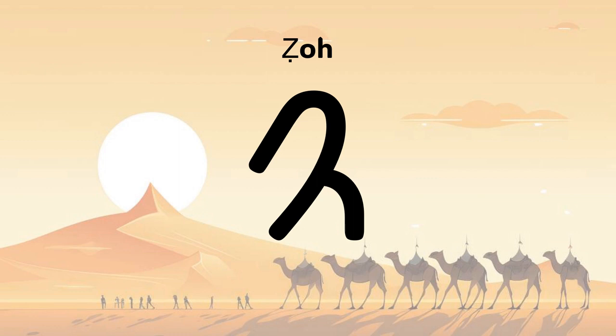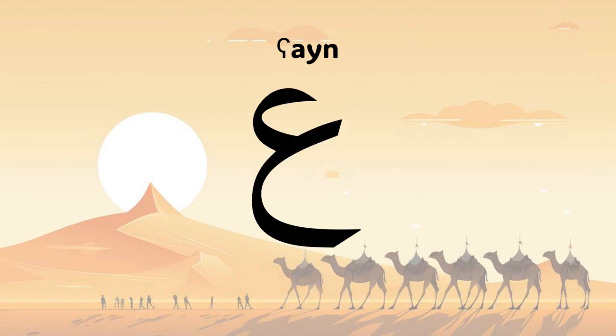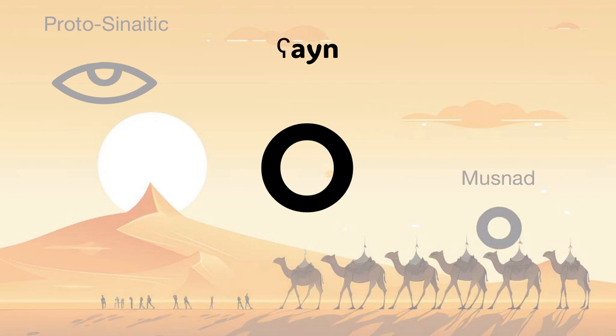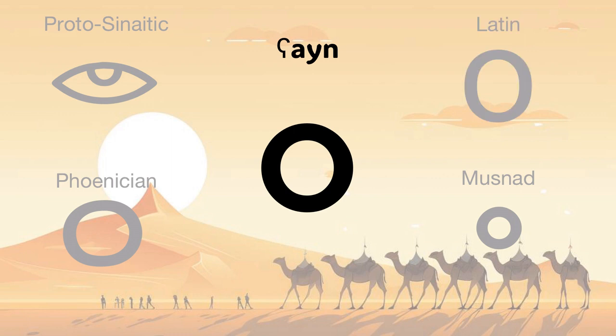Our next letter is Ayn. The Dadanitic Ayn, like most other alphabets, is derived from the Proto-Sinaitic pictograph of an eye. In Dadanitic this became a simple circle with the pupil disappearing. Musnad is identical, as is Phoenician. And this letter form gave rise to our letter O in Latin.